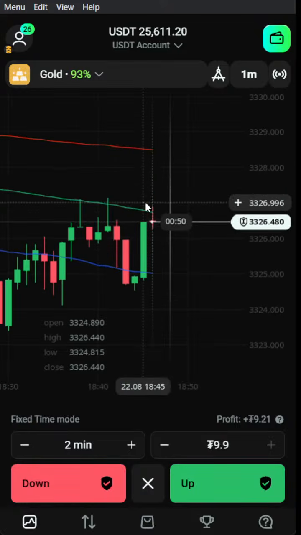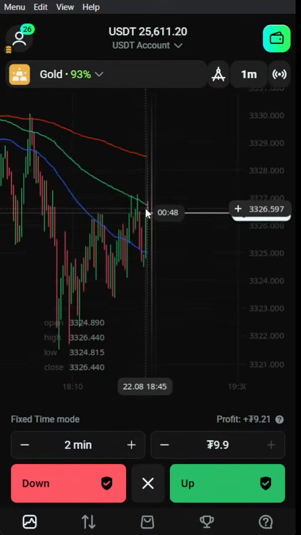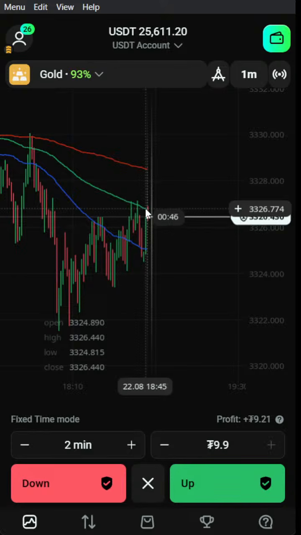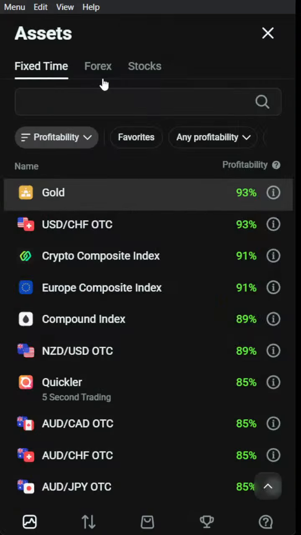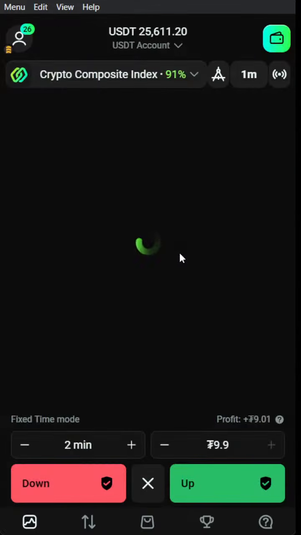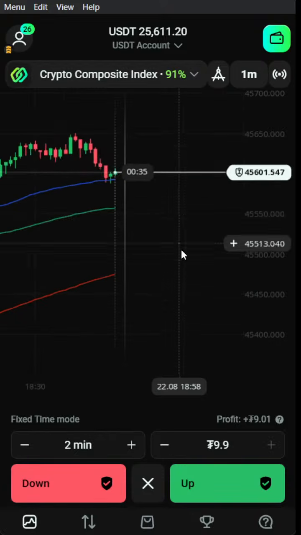Not 1 minute. The trade cannot be for 1 minute. The trade has to be for 2 to 3 minutes. The candle is for 1 minute, so the trade has to be for 2 to 3 minutes. Yes, Sumit sir, I will explain it to you again. Don't worry.